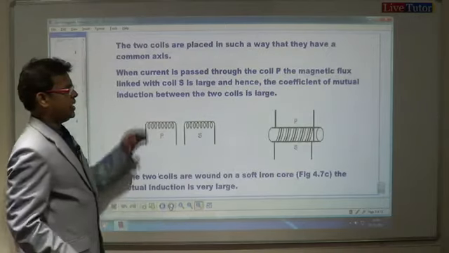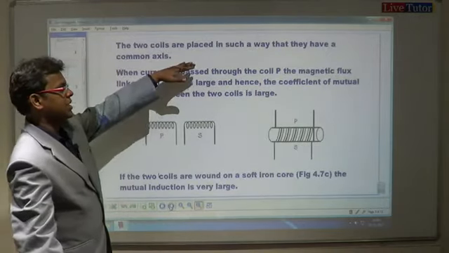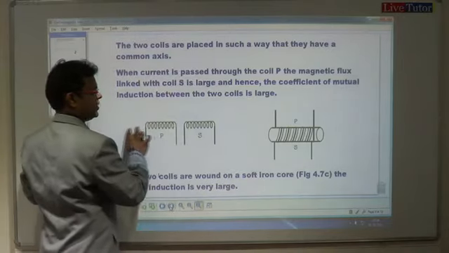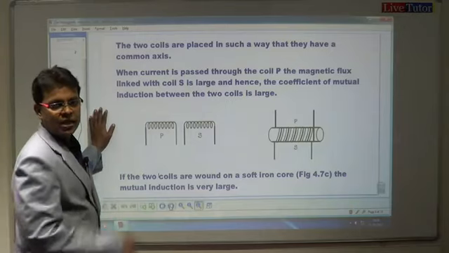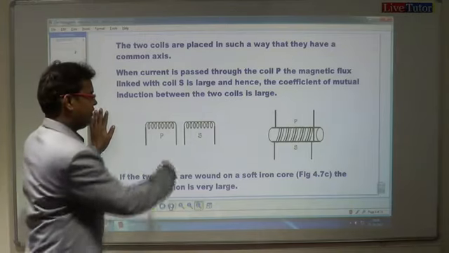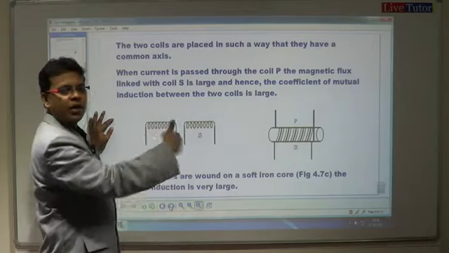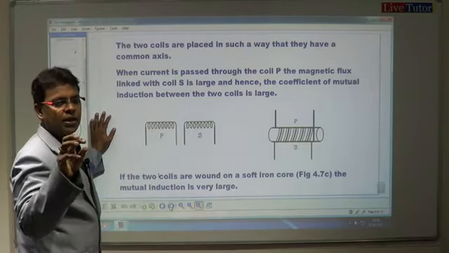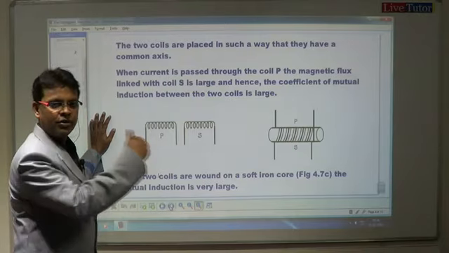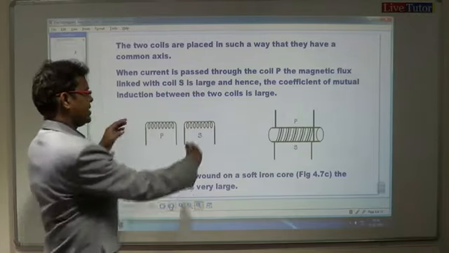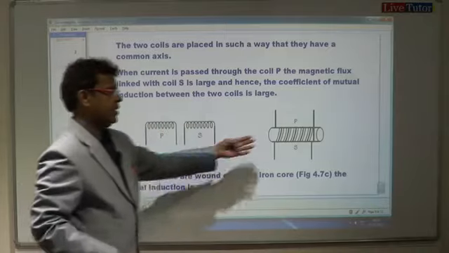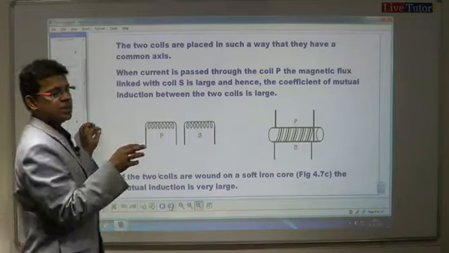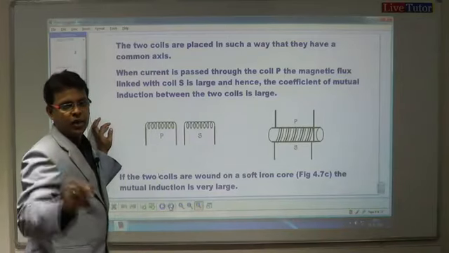In the second diagram you see the 2 coils are placed in such a way that they have the common axis. You can see that this is the common axis. இத மாதிரி வச்சிருக்கோம். அப்ப என்ன ஆகும், when the current is passed through the coil, the magnetic flux linked with the coil is somewhat larger than the previous one. So the mutual induction will be somewhat larger. முன்னாடி இருந்ததை விட கொஞ்சம் அதிகமா இருக்கும். Suppose in case if both are clubbed together, இத மாதிரி ஒன்னு மேல ஒன்னு அப்படியே வைண்ட் பண்ணிருக்குன்னு வெச்சுக்கோங்க, right? In this case the mutual induction will be very large.